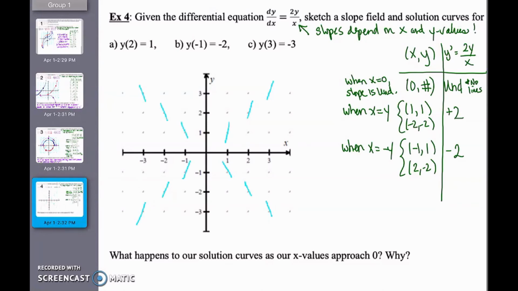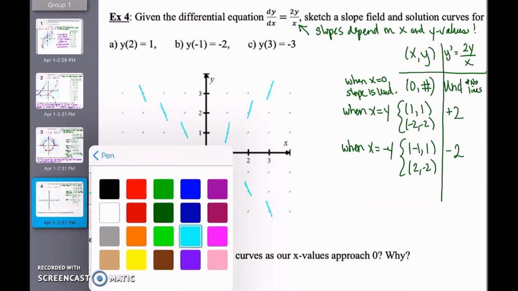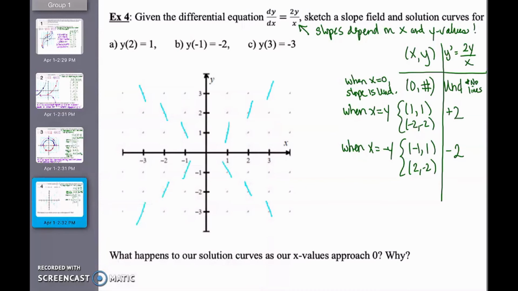So this is kind of strange looking so far. It sort of looks like a weird X kind of shape. I already looked at when x is 0. So next, let's look at what happens when y is 0, because y is in my numerator. Obviously the exception being when x is 0, but whenever y is 0, doesn't matter what x is, my slope is always going to be 0.